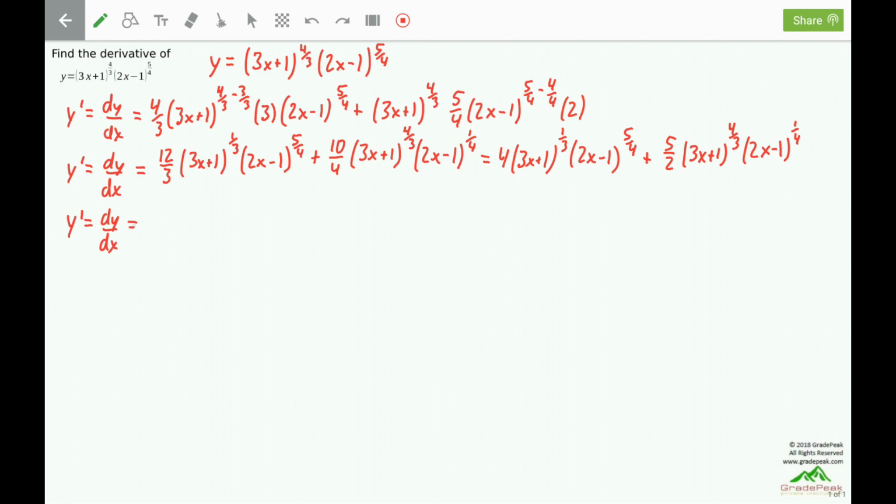So our next step is to actually restate that 4 as an 8/2. And then I'll leave everything else. So (3x plus 1) to the 1/3, (2x minus 1) to the 5/4. I have a 5/2, a (3x plus 1) to the 4/3, and a (2x minus 1) to the 1/4.